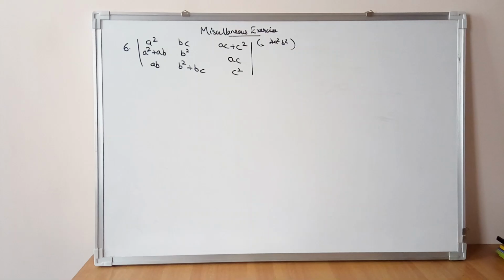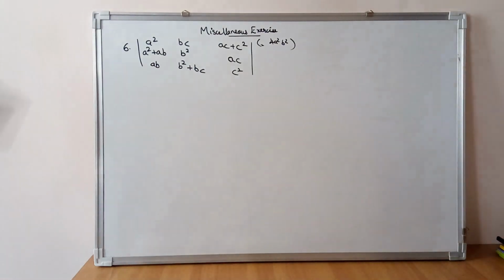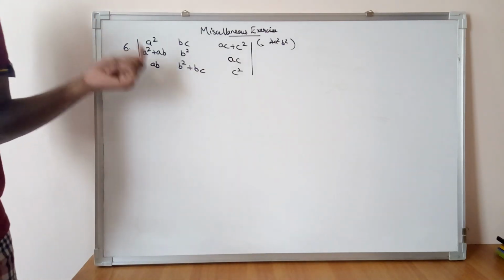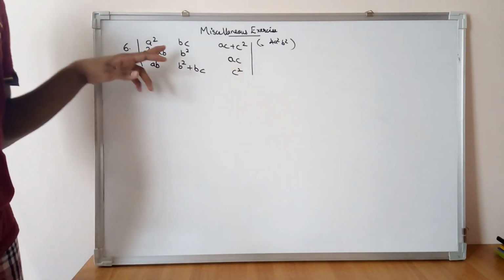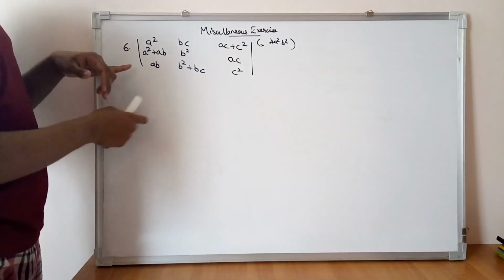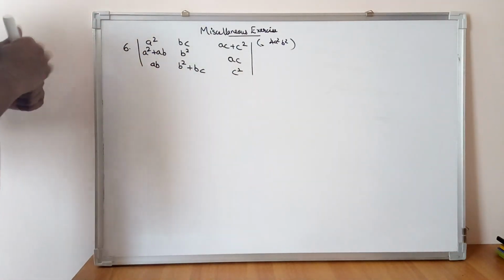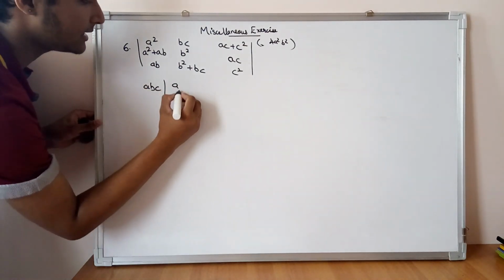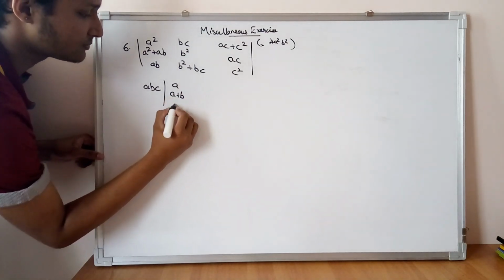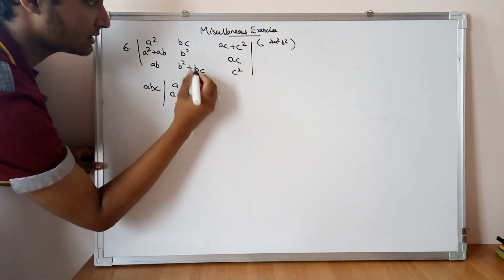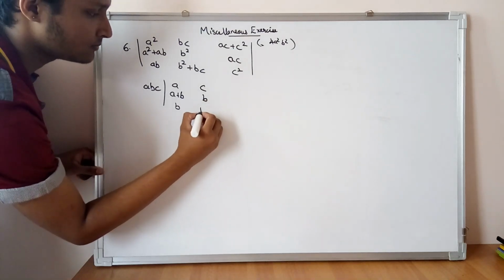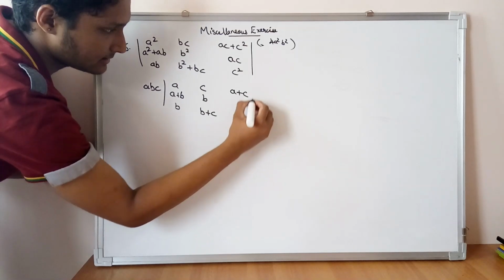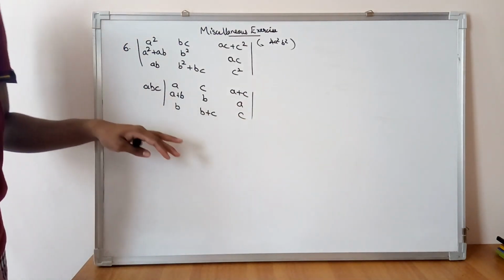Okay, now we have our sixth question. Sixth question is very simple. You can just prove this left hand side is equal to right hand side. So first of all, we need to remove a, b, c common. So a was common in this first column, b from the second, and c from the third. So I removed one a, b, c outside. So what is going to remain is a plus b, b, c, b, b plus c. This is a plus c, a and c. Okay, this is what is going to remain.